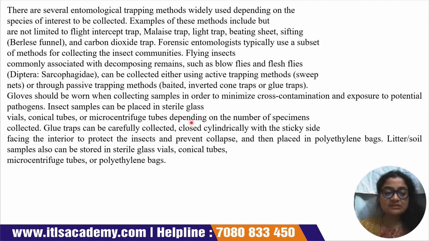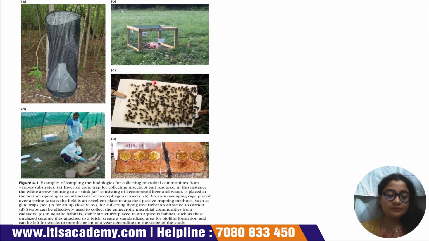Insect samples can be placed in sterile glass vials, conical tubes, or microcentrifuge tubes, depending on the number of specimens collected. Glue traps can be carefully collected, closed cylindrically with the sticky side facing the interior to protect the insects and prevent collapse, and then placed in polyethylene bags. Litter or soil samples also can be stored in sterile glass vials, conical tubes, microcentrifuge tubes, or polyethylene bags. So basically, this is an example that is given of these different polyethylene bags and different examples of this collection of jars, regarding this collection.